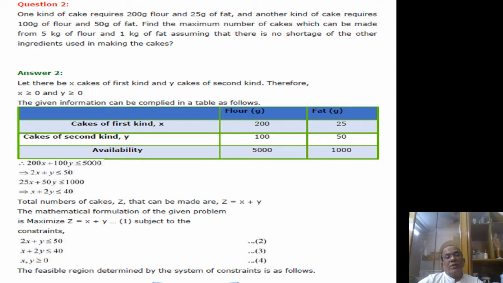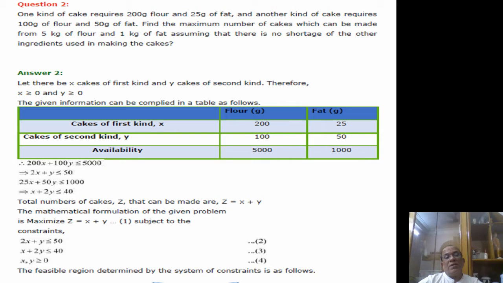We'll move towards question number 2 of exercise 12.2. And again, what we'll do, we'll make the inequations first and then solve them to find the minimum or maximum, whatever is required in the question.